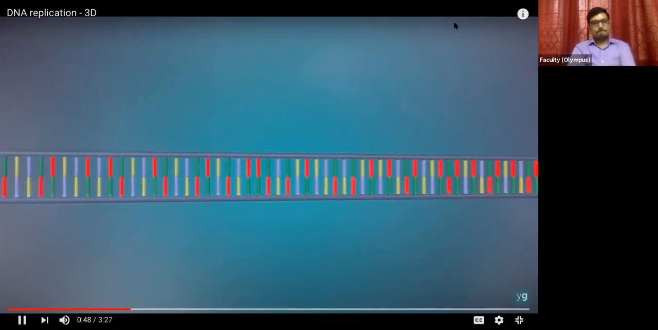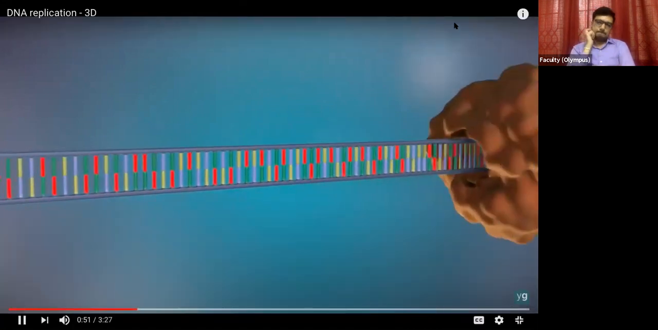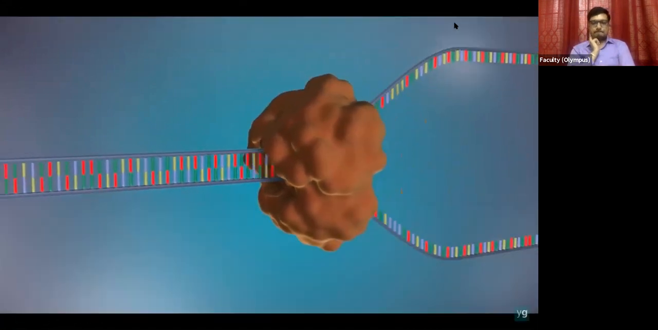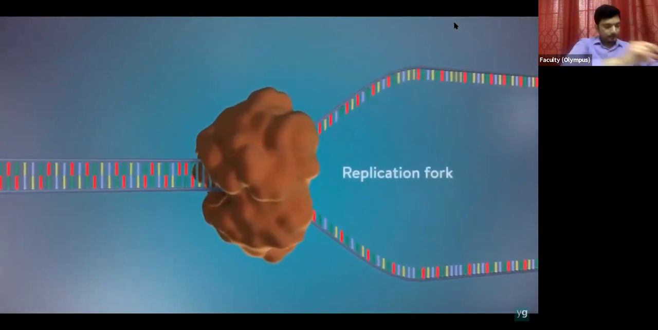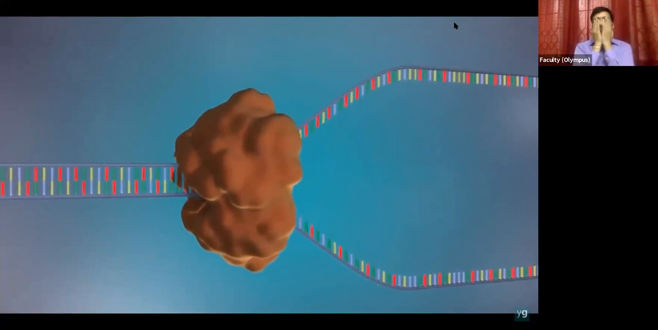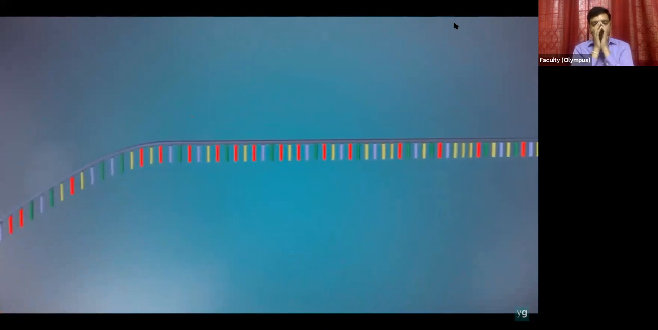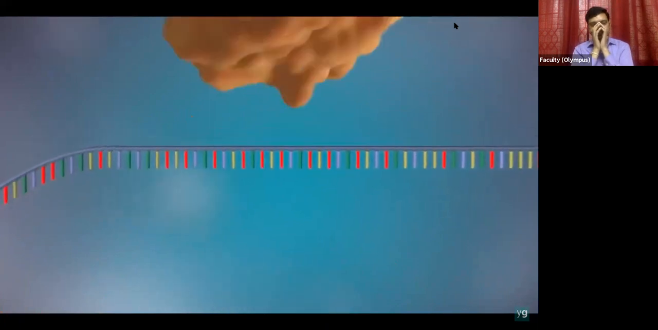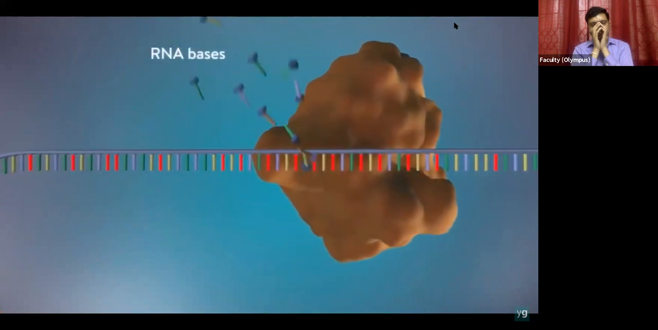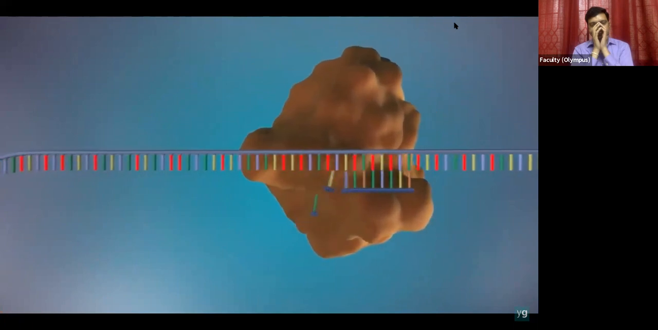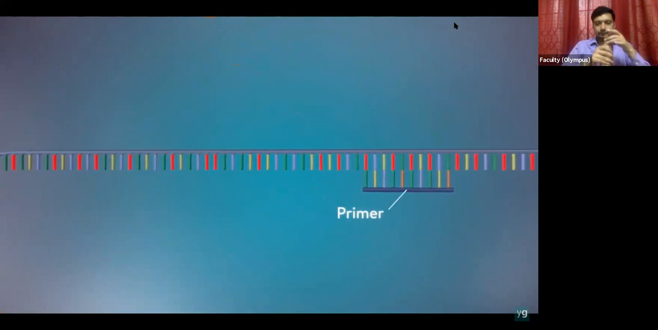The first step in DNA replication is to separate the two strands. This unzipping is done by an enzyme called Helicase and results in the formation of a replication fork. The separated strands each provide a template for creating a new strand of DNA. An enzyme called Primase starts the process. This enzyme makes a small piece of RNA called a primer. This marks the starting point for the construction of the new strand of DNA.